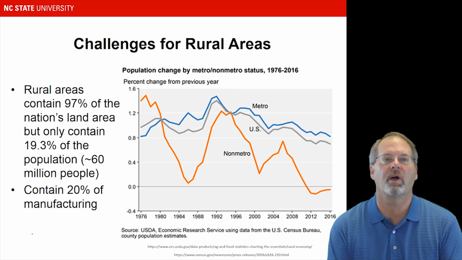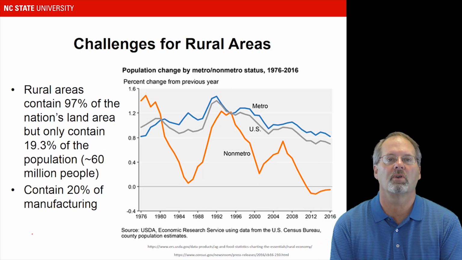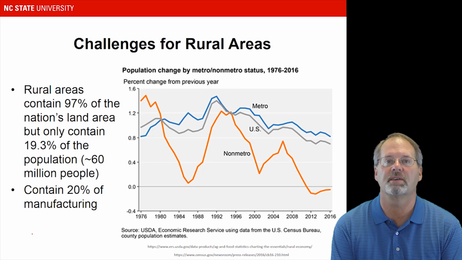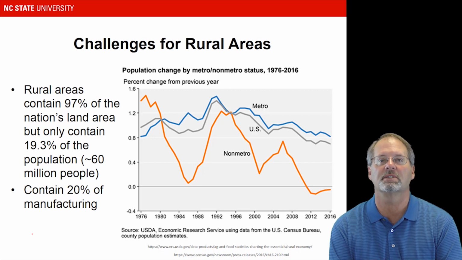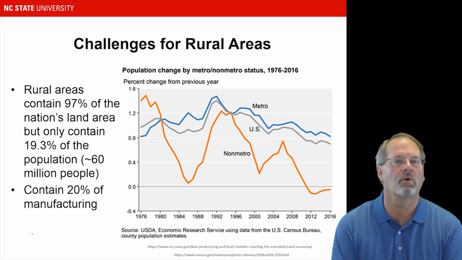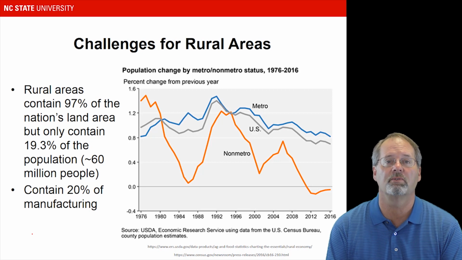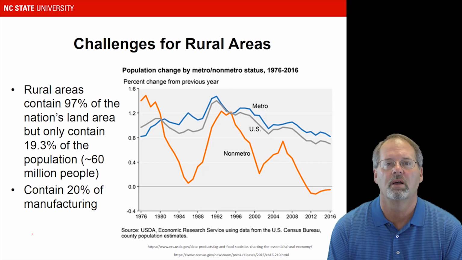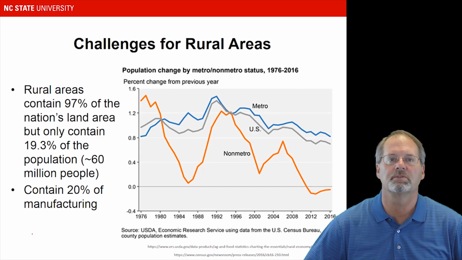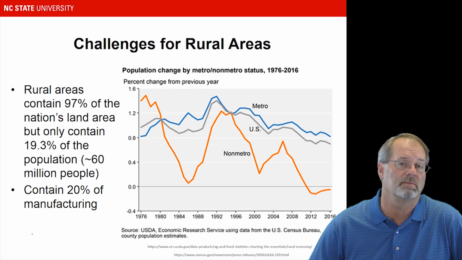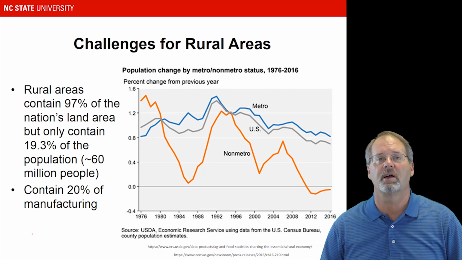So this graph right here shows the population changes on a year-to-year basis from 1976 to 2016. The orange line is the percent change from the previous year of people living in rural areas. Around 2010 or so, the growth rate in rural areas was 0, and it seems to be negative for the last 4 or 5 years.